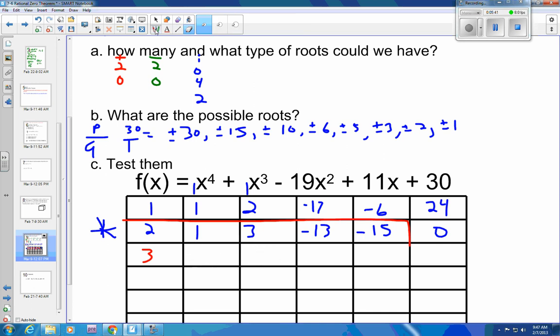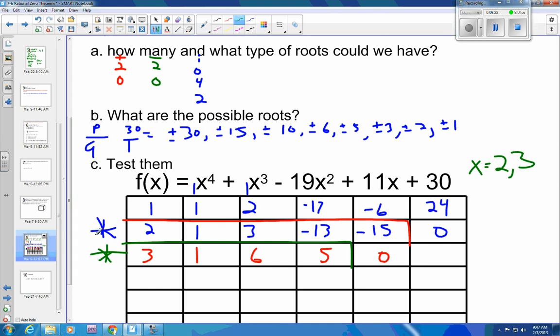Okay, let's try 3. And remember to use it with your depressed polynomial. So bring the 1 straight down. 1 times 3 is 3. 3 plus 3 is 6. 3 times 6 is 18. 18 minus 13 is 5. And then 3 times 5 is 15. And 15 and negative 15 is 0. And again, I've got my depressed polynomial to try for the next one. So 3 actually worked again. So now I've got my 2 positive roots. So x is going to be equal to definitely a 2 and definitely a 3.